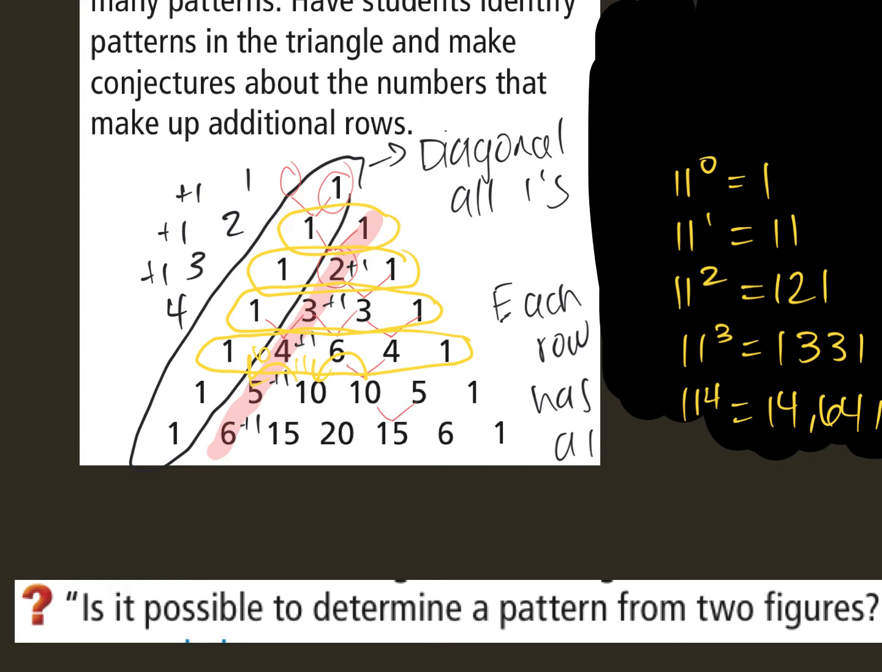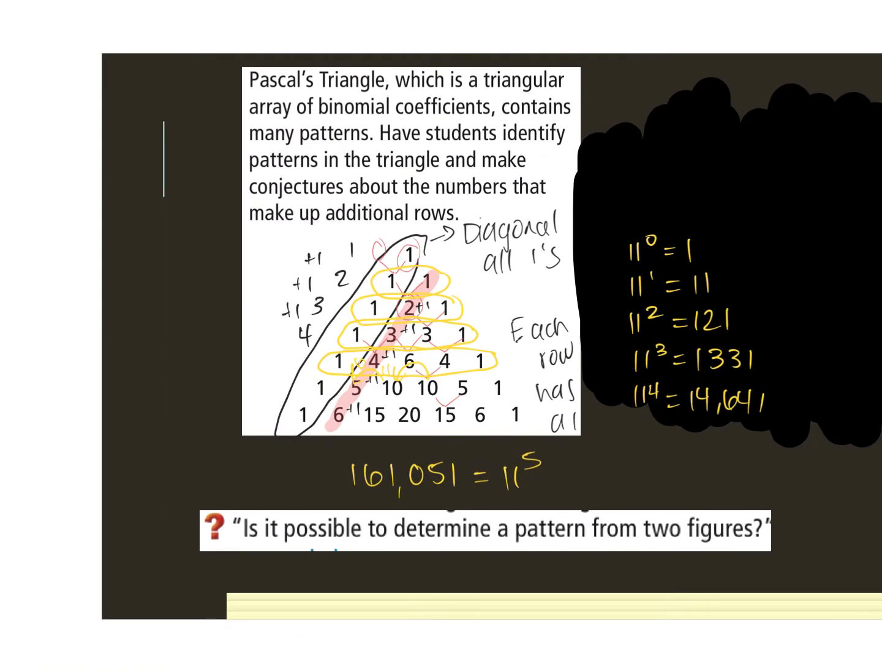So this last one would be 161,051. And check it. That's going to be 11 to the 5th power. Okay? This is one application of Pascal's triangle. It has thousands of patterns in it. I'm going to show you one each day of the week. See if you can come up with one on your own.